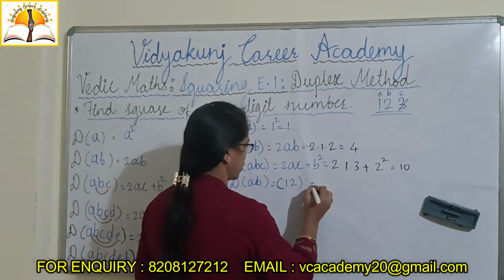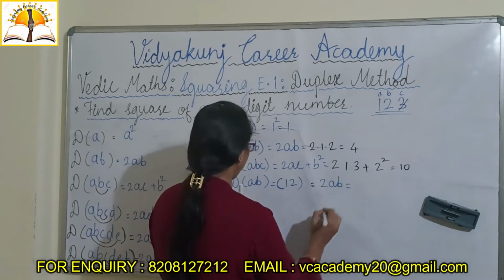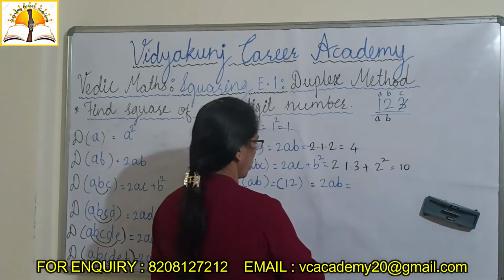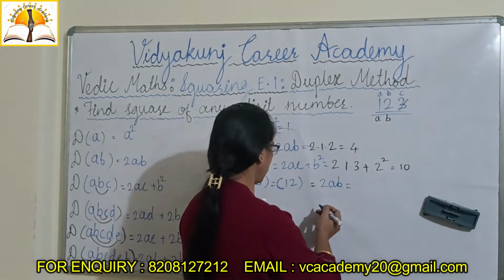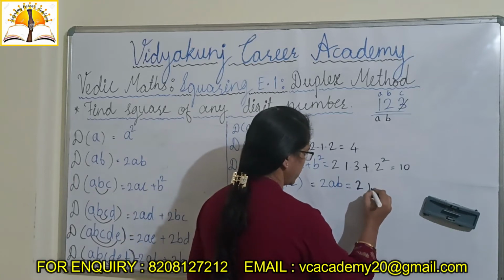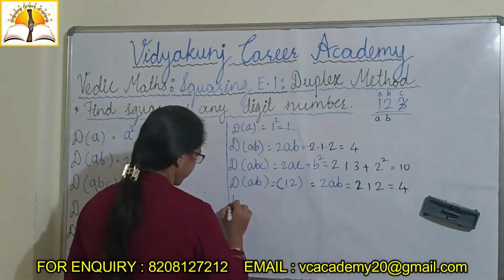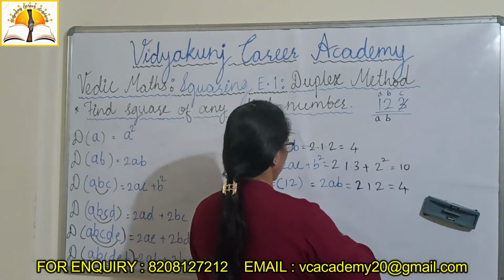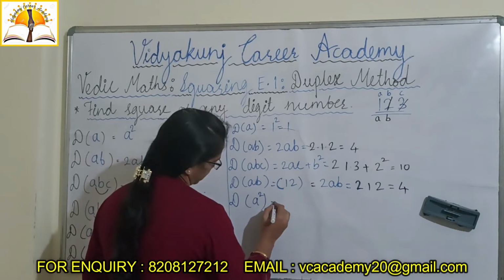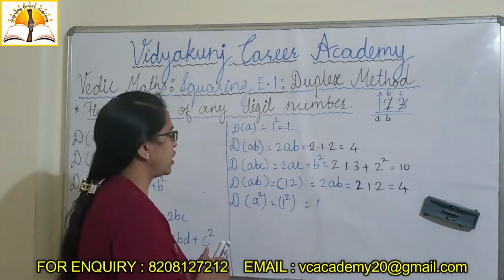Then I have to write here its rule. 2AB. Yes or no? In this 2AB, this is A and this is B. Now I have to write 2. A means 1, B means 2. Its answer will be 4 only. Yes or no? Again we have to cross this one, sorry, the second one. Then only 1 remains. A square means 1 square, is equal to 1. Got it here? This answer I have written.